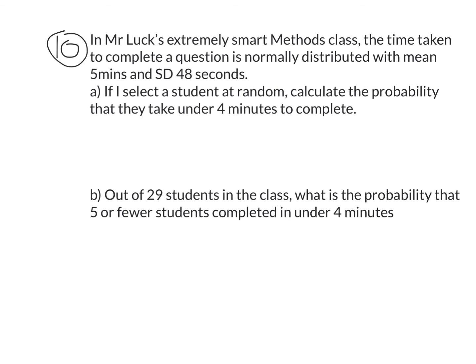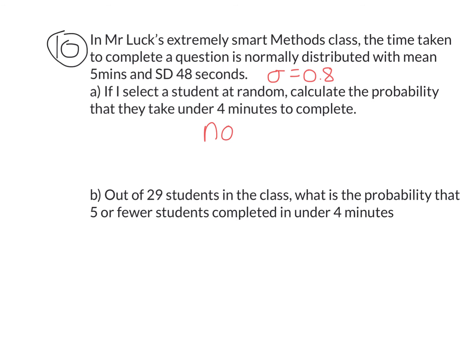So let's say in my extremely smart methods class, time taken to complete a question is normally distributed, mean 5 minutes, standard deviation 48 seconds. We need the mean and standard deviation to be in the same units. So we're going to have standard deviation equals 0.8 minutes, since 48 seconds equals 0.8 minutes. So if I select a student at random, calculate the probability they take under 4 minutes to complete.